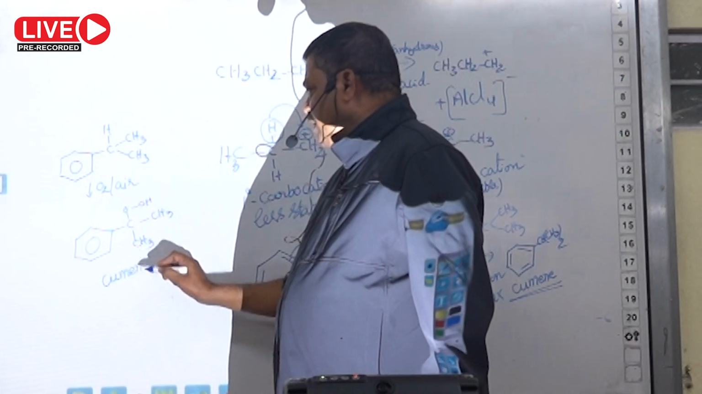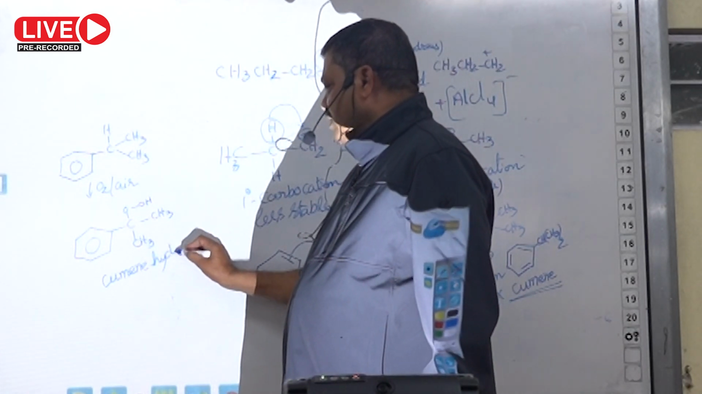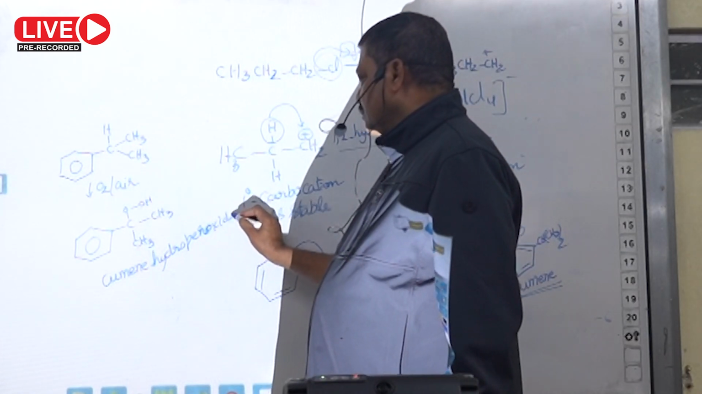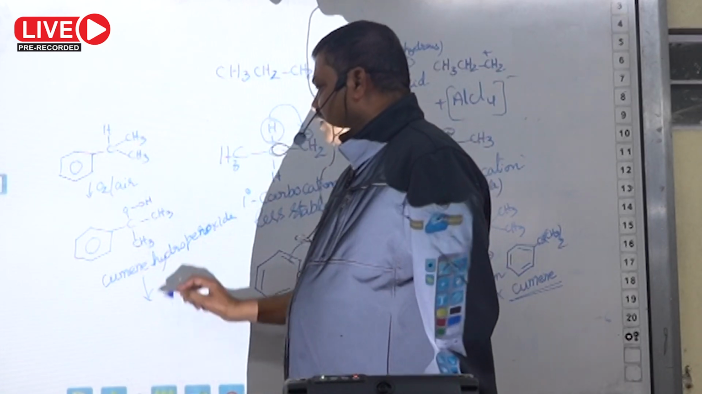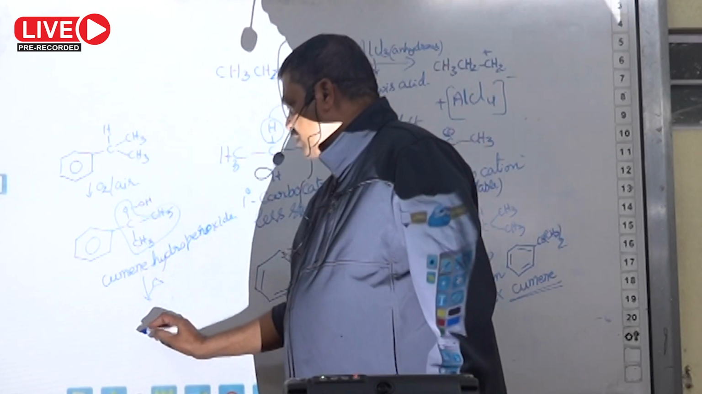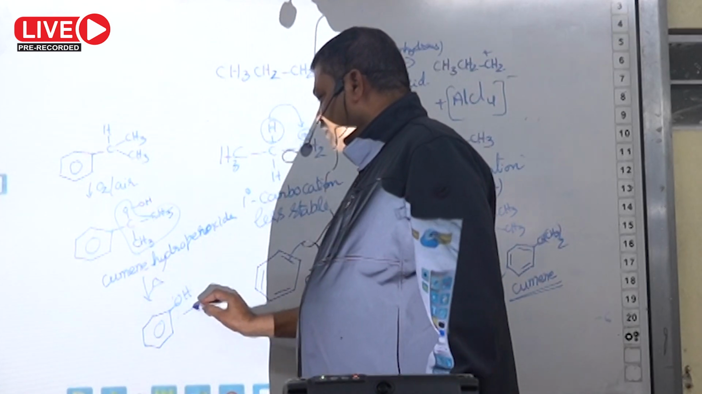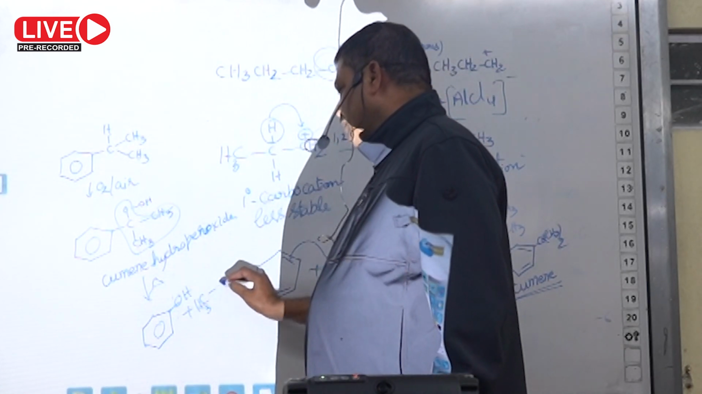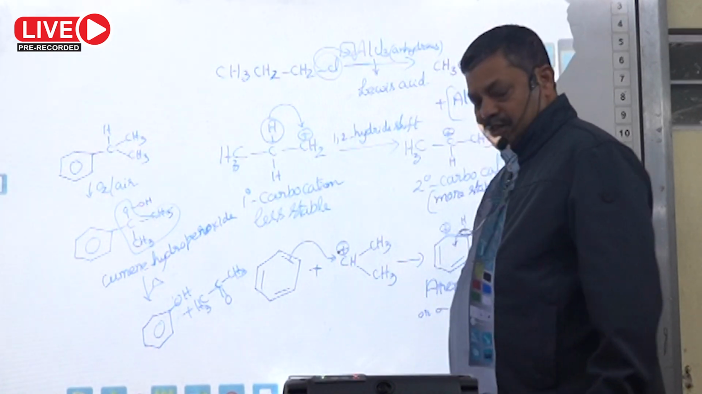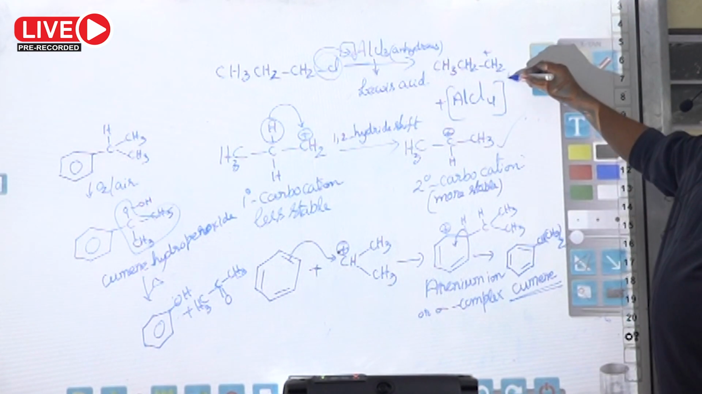It is called cumene hydroperoxide. So this will undergo a cleavage on heating, giving phenol plus acetone. This is all phenol preparation actually. But all these steps are important.